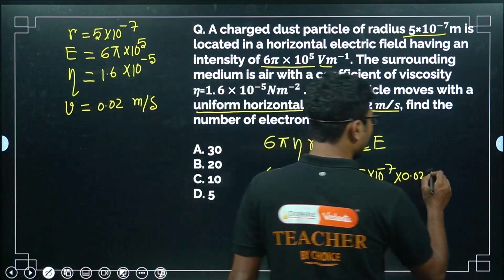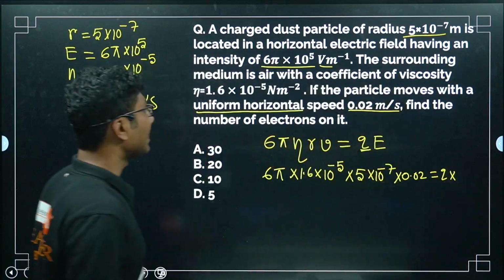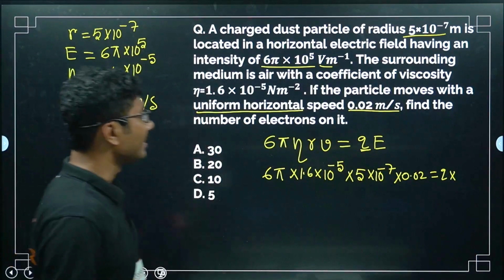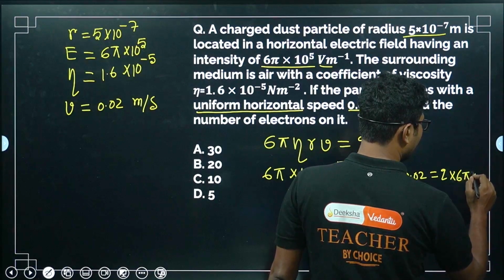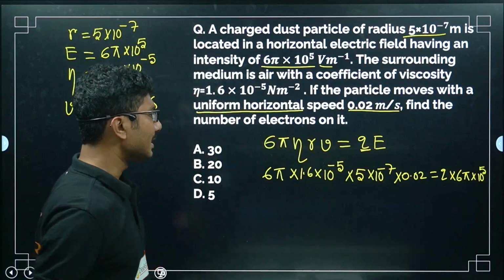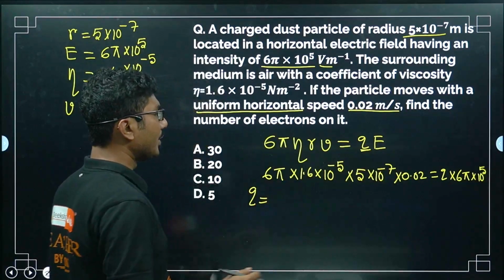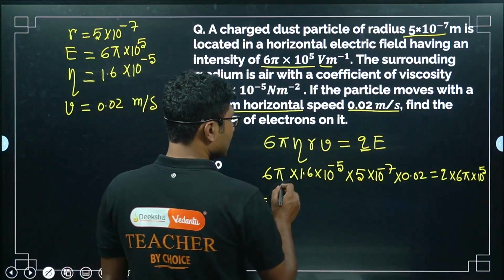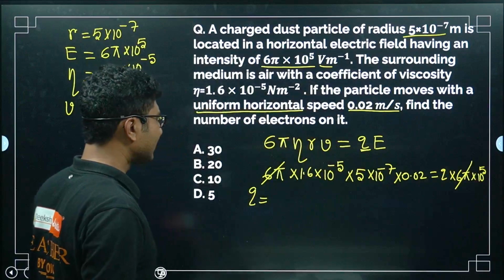Now this equals Q times E. What is Q? Q we don't know. We want to find the charge on that particle, and the electric field is given as 6 pi times 10 to the power of 5, right? So everything is given. Now we want to find the value of Q. So what we will do, we will try to write down everything together. So 6 pi cancels, first thing.